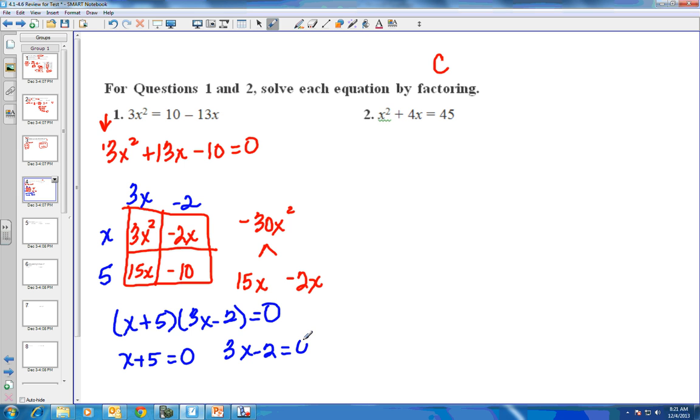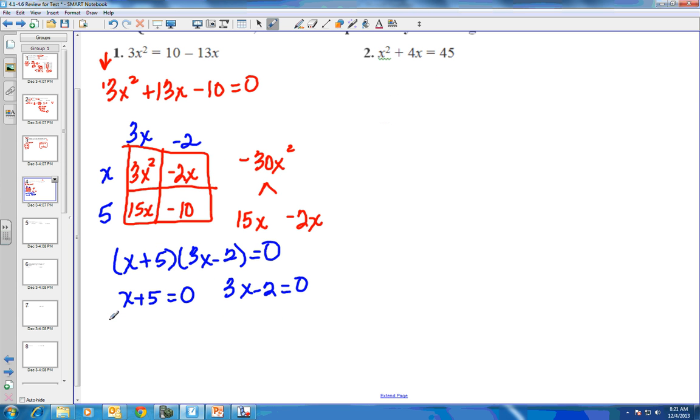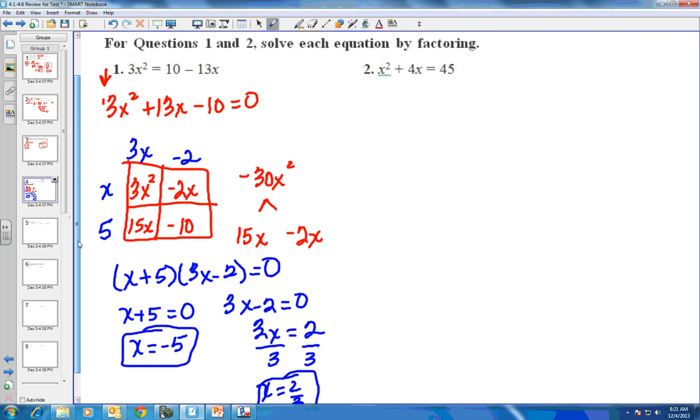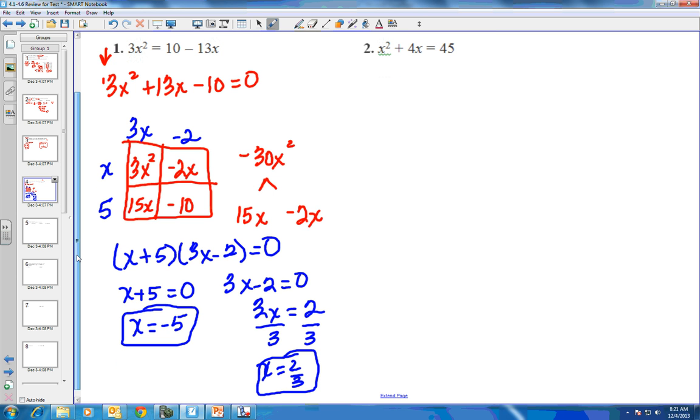3x minus 2 equals 0. So what's this one going to equal? x equals -5. This one, I'm going to add 2 to both sides, and then divide by 3. So x equals 2/3. Okay, are we good with that one?